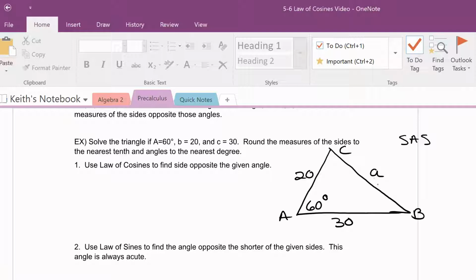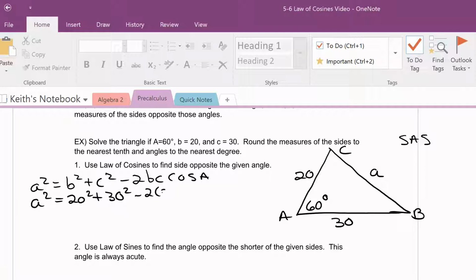We'll try to find the side opposite the angle, so A first. So that means A squared is going to equal B squared plus C squared minus 2BC cosine A. So A squared is equal to 20 squared plus 30 squared minus 2 times 20 times 30 times cosine 60.